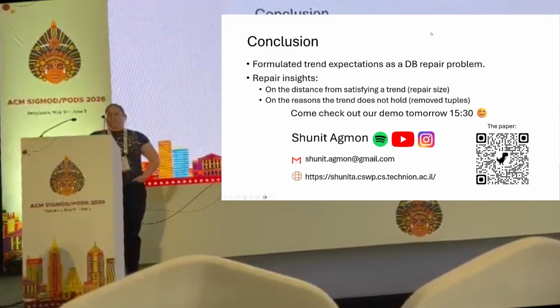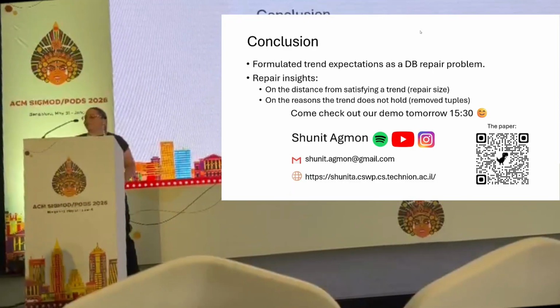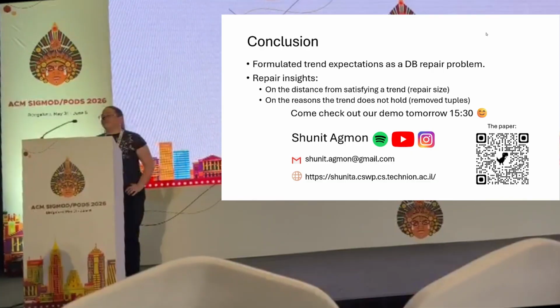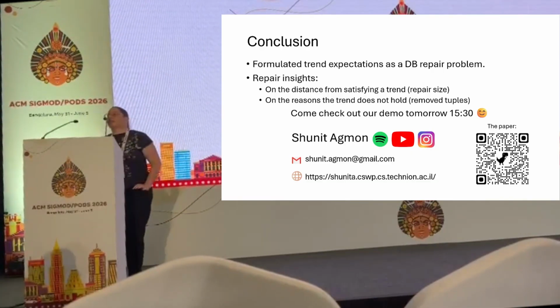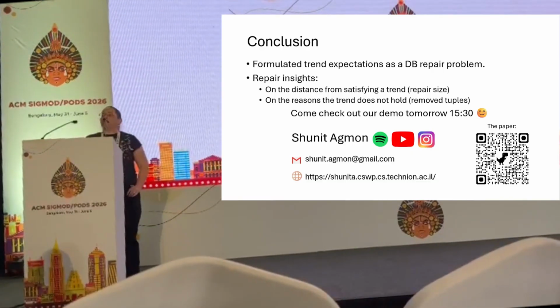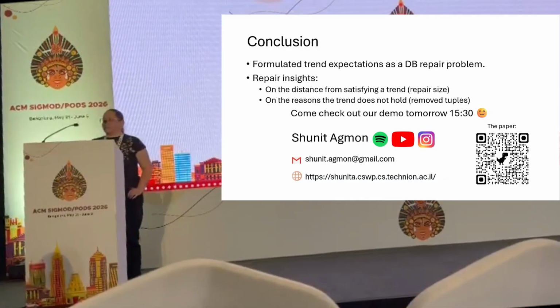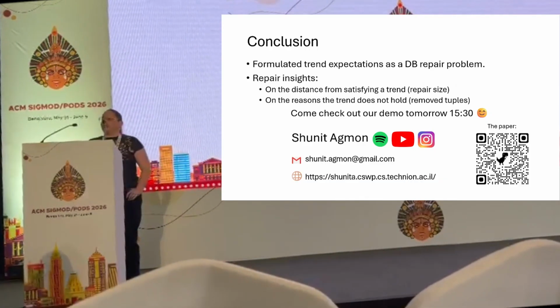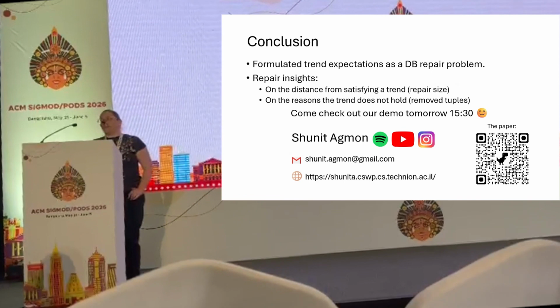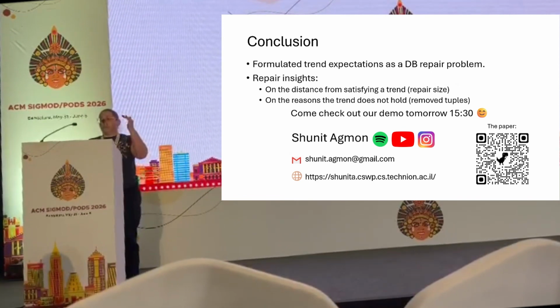Alright, I can ask a couple of questions. So does the user have to provide these monotonic trends? What is the expectation of the trends? Yes, so the user has to specify their expected trend, the grouping, the aggregated attribute, and the aggregation function, and if they're expecting an increase or a decrease.